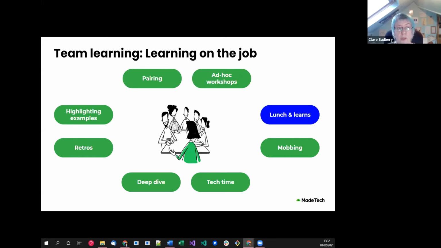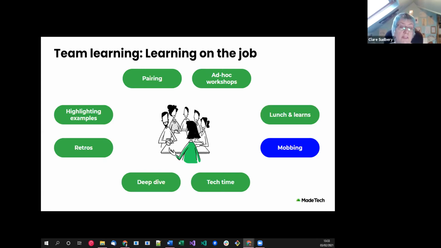Lunch and learns are where people do talks at lunchtime or other dedicated times. We actually have what we call showcases on Friday afternoons where people present topics to one another, and anything goes. People can talk about anything. And by encouraging that idea that people can present information to one another on any topic, you're encouraging people to teach, to share information, to celebrate knowledge. They're really effective. And also you're just helping people to come together and spend time together.